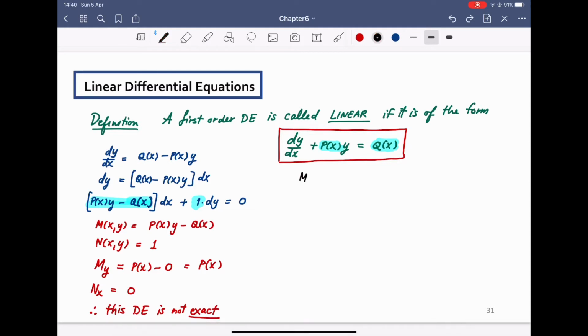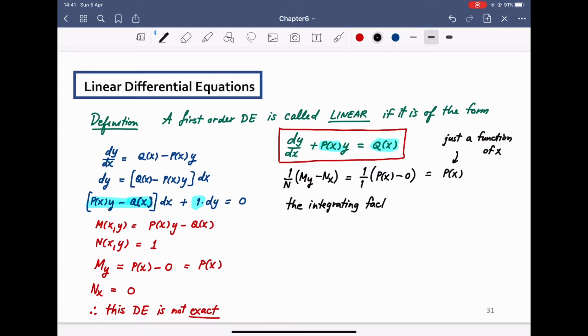However, if you compute M_y minus N_x and then multiply by 1 over N, you get p(x) minus 0, multiplied by 1 over 1, which goes back to p(x). So now you can see that this is just a function of x. From what we learned in the previous topic, if we have a situation like this, we say that the integrating factor is mu = e to the integral of p(x) dx. This is from the previous topic.